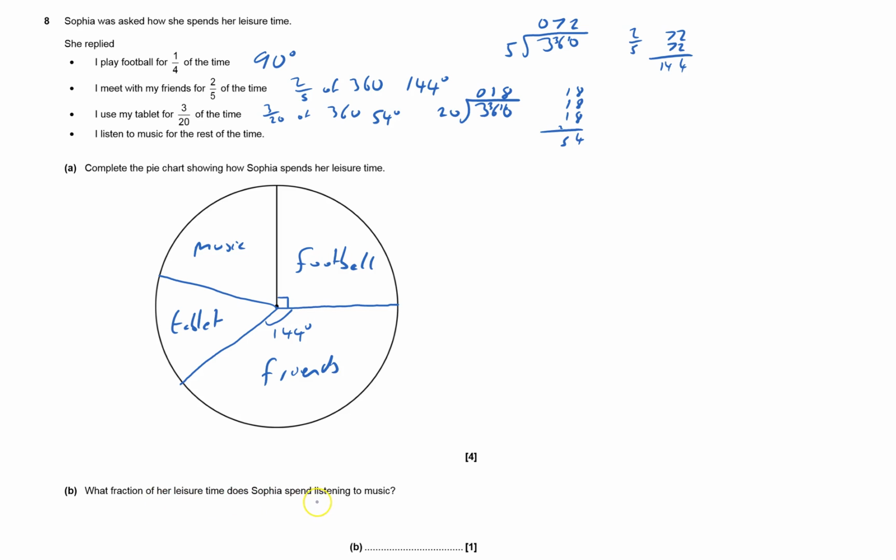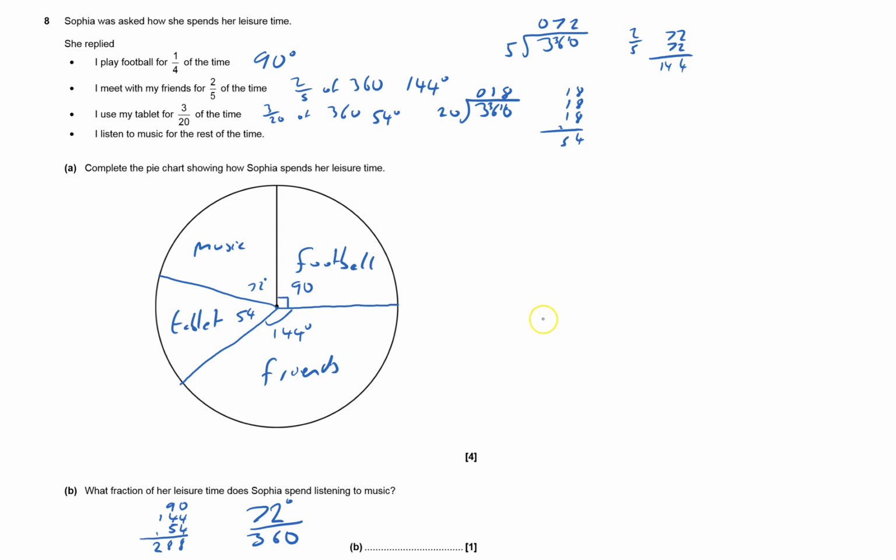What fraction of her leisure time does she spend listening to music? Well, what I would do, I'll say we've got 90 degrees here, and we've got 54 degrees here. So I would actually add those up. So I'll do 90 and 144 and 54, and that comes to 288. And so that would need another 72 degrees. That's what this bit will be, 72 degrees. So the fraction will be 72 degrees out of 360. So I would just leave it like that.